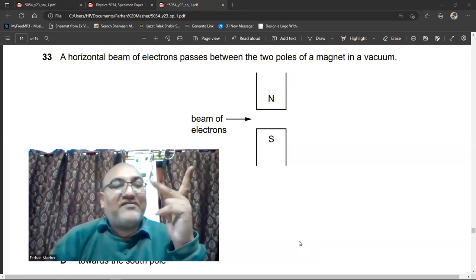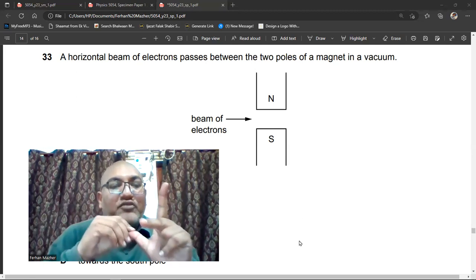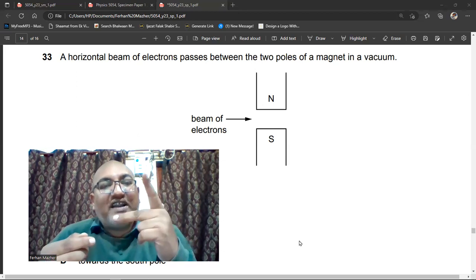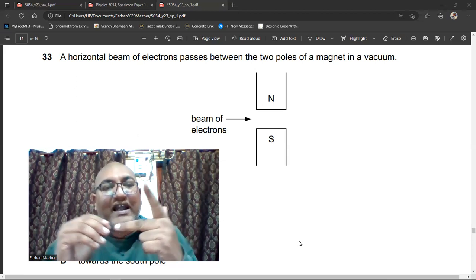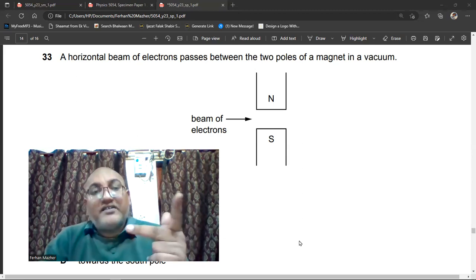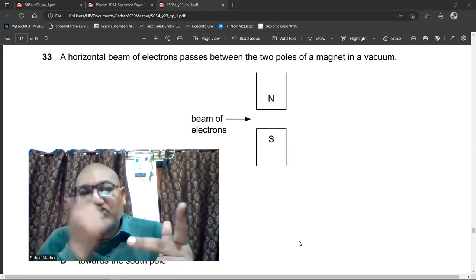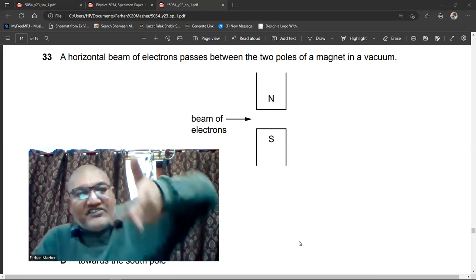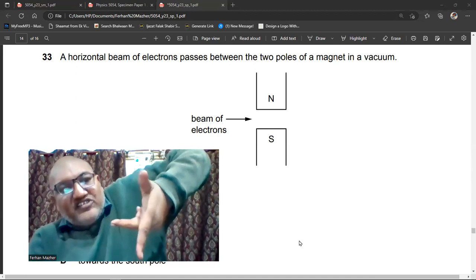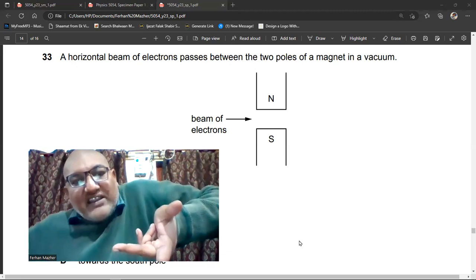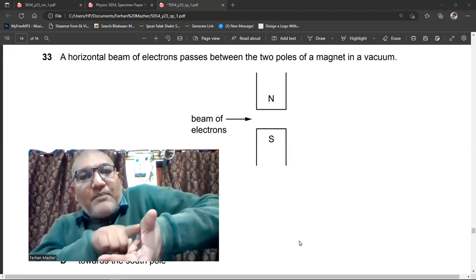FMC, this is the left hand. The thumb represents the force, the index finger represents the magnetic field, and the middle finger represents the current, but the current is of conventional current. But for the electrons, the magnetic field is downward. The charged particle is going in this direction.